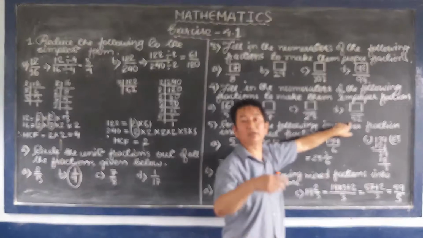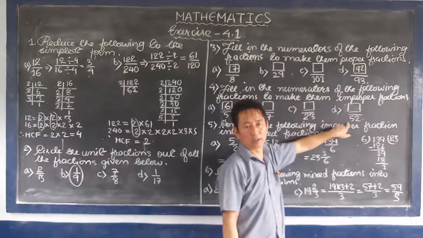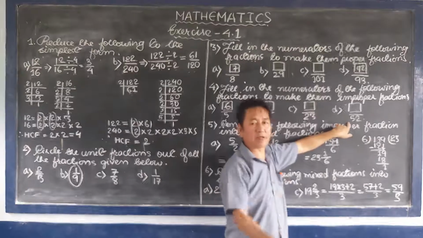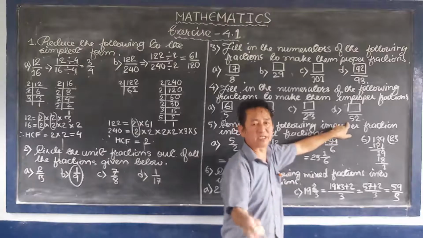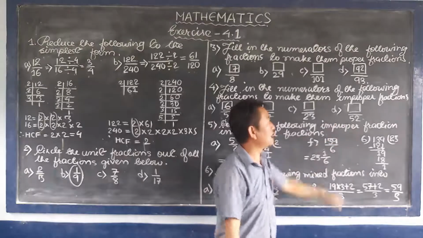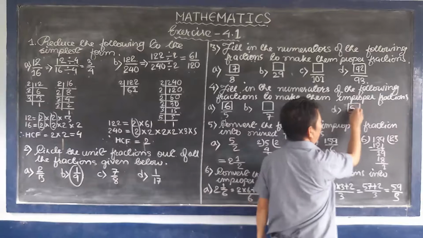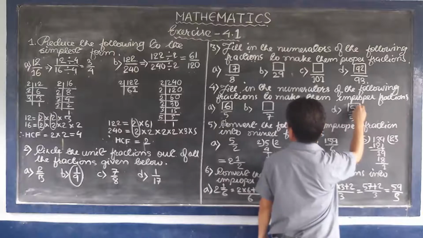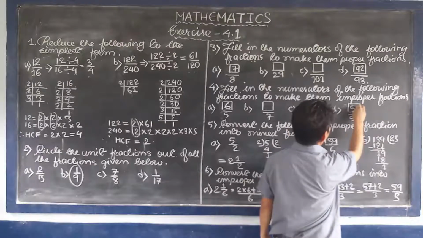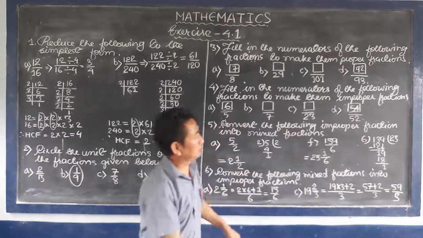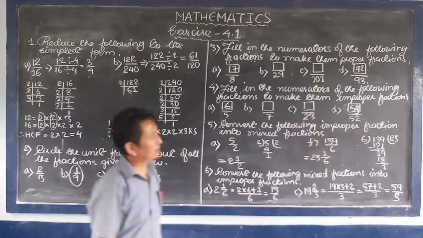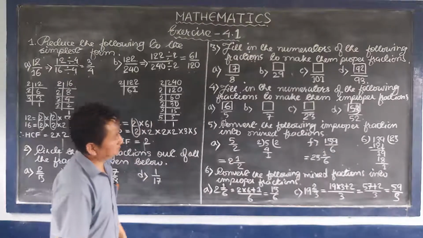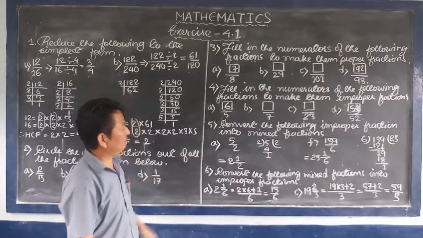Now next here, question number D I will do. Here denominator is 52. What are the numbers more than 52? 53, 54, 55, 56, 57 and so on. I'll write here 54. Sorry, 54. Yes, 53. I'll write 53. Okay, 53.